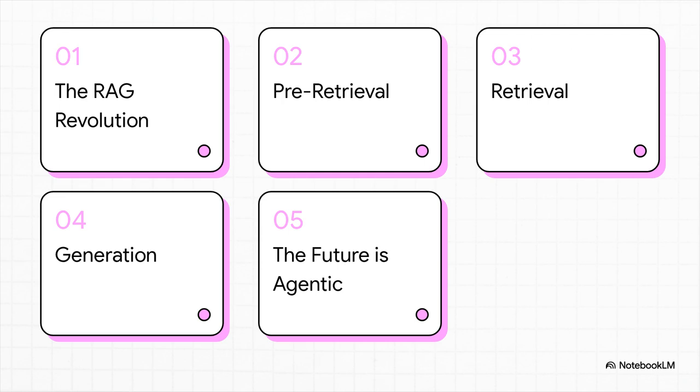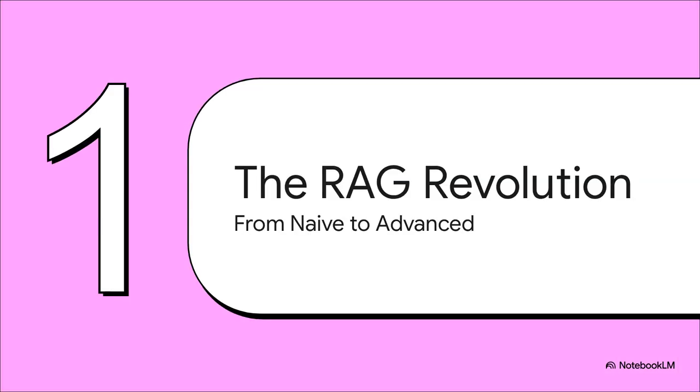So for this explainer, here's our game plan. We'll start with the RAG revolution itself, then we're going to break down the key stages: pre-retrieval, retrieval, and generation. And to wrap it all up, we'll take a peek into the future, which is something called Agentic RAG. All right, let's look at how we go from that simple, naive RAG to something a whole lot more powerful.